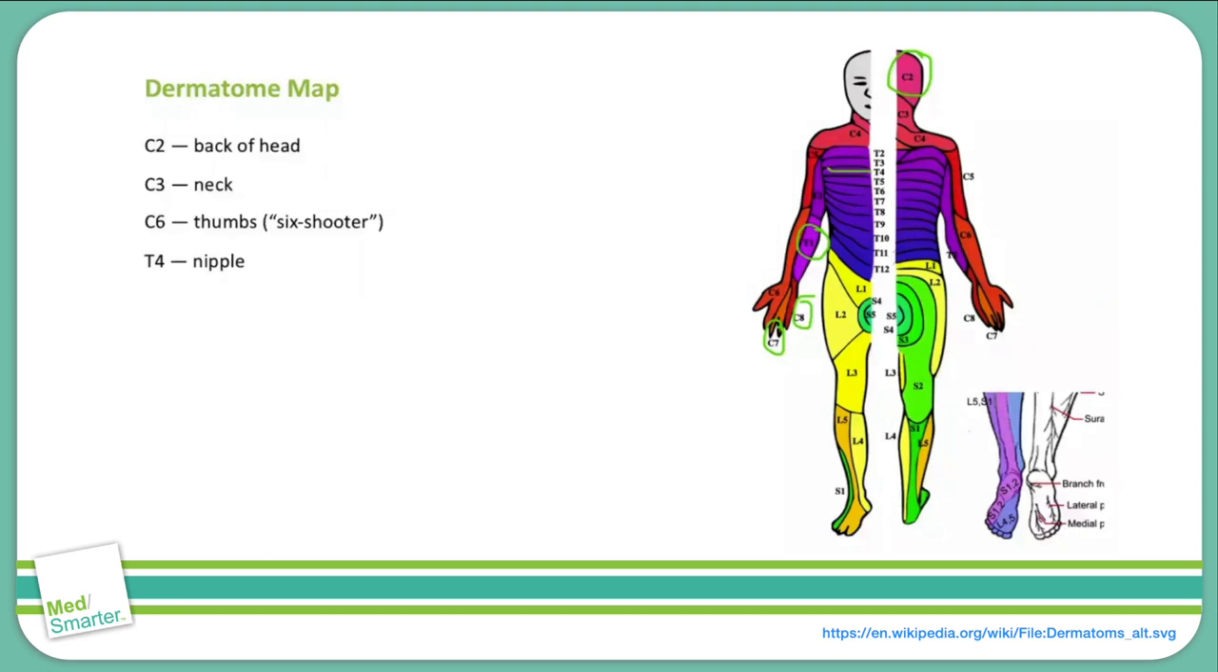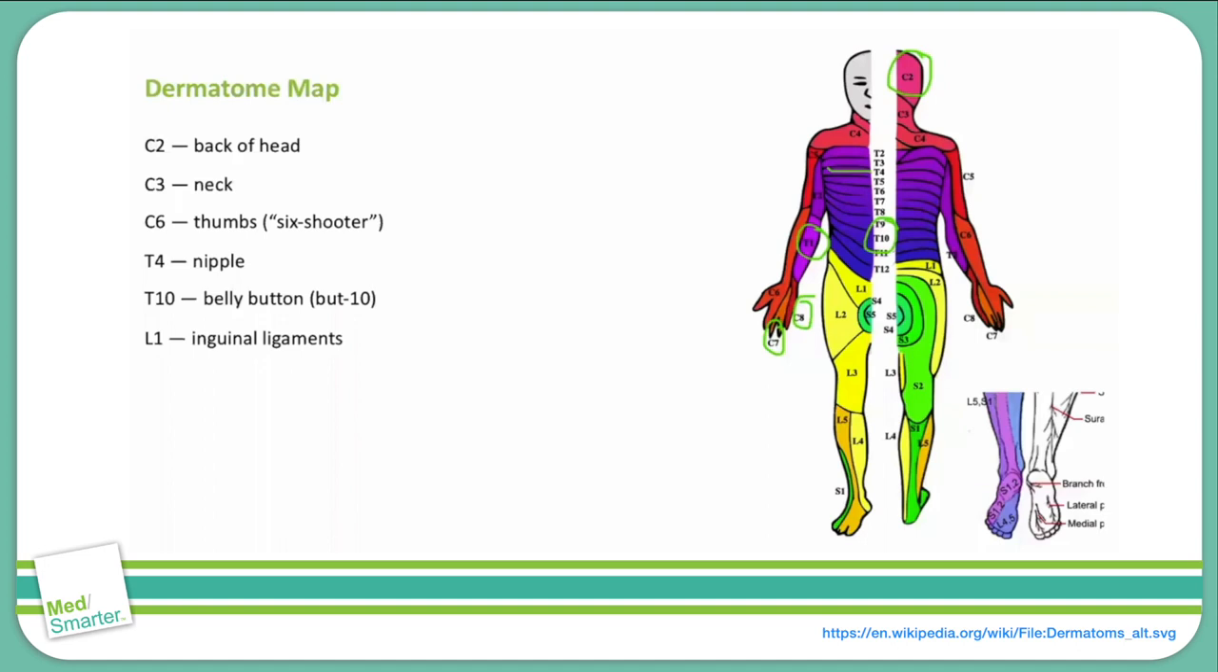Further down, we have T10, thoracic spinal nerve 10, whose dermatome corresponds to the belly button. You can remember this one by remembering "belly butt-10," where the second half of the word button is the number 10, representing T10. Moving on to the lumbar dermatomes, we have L1, which corresponds to the inguinal ligaments.